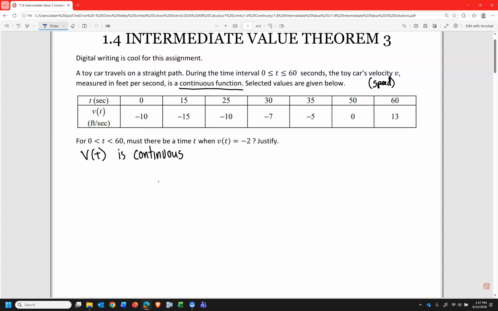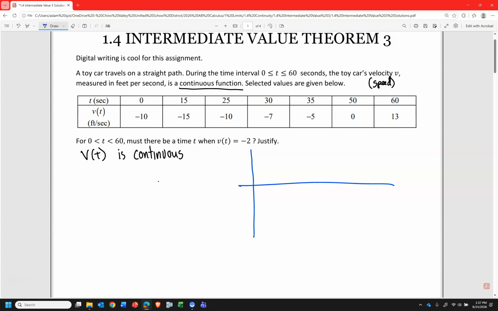Okay, for 0 to 60, must there be a time when velocity is equal to negative 2? Okay, and so really what we're looking for is a time where the velocity is less than negative 2 and another time where the velocity is more than negative 2. Again, I think it's easiest to see that on a sketch.